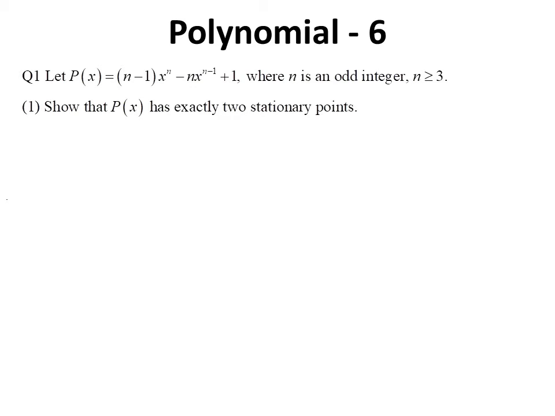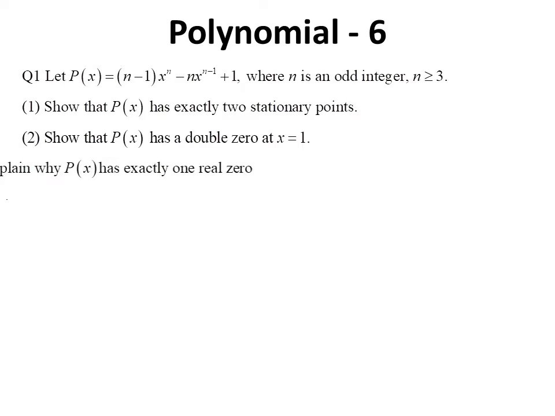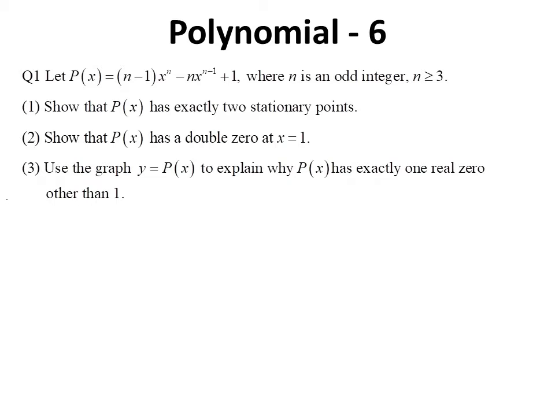The first question is to show that the polynomial p(x) has exactly 2 stationary points. The second question is to show that the polynomial p(x) has a double zero at x equals 1. The third question is to draw the graph of the polynomial p(x), and based on that, to explain why p(x) has exactly one real zero other than 1.